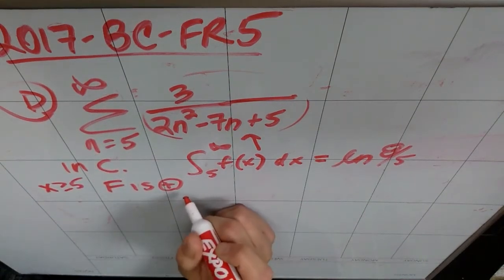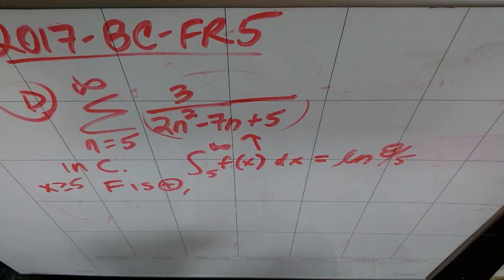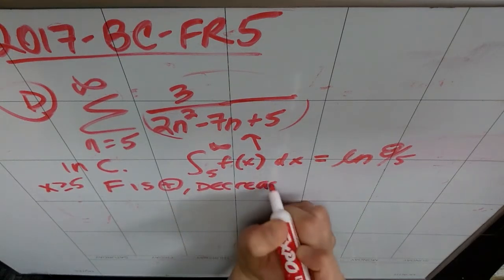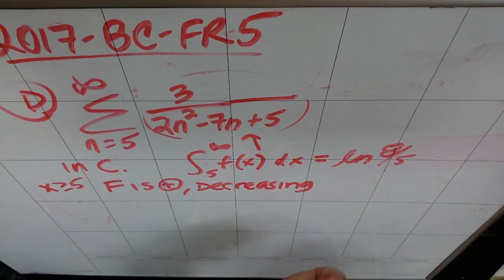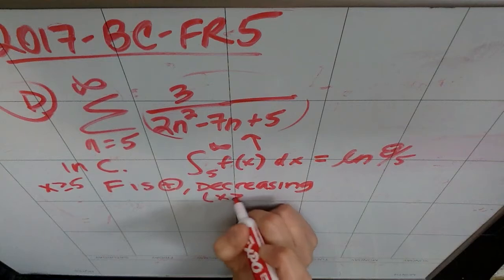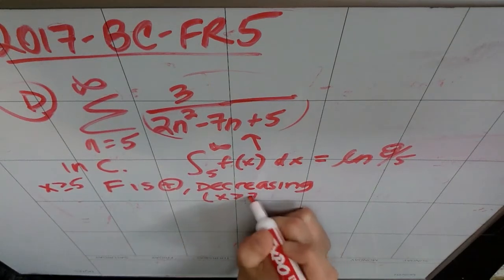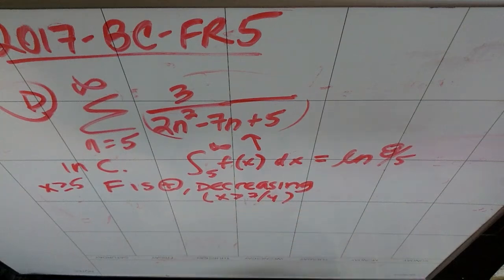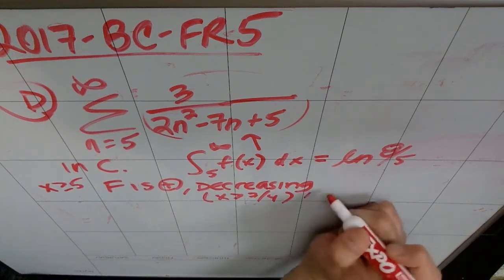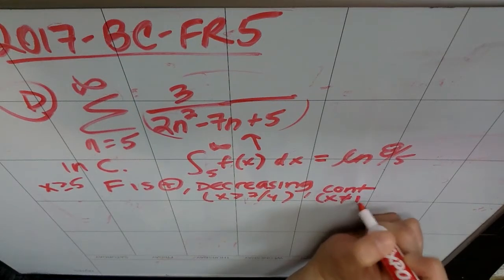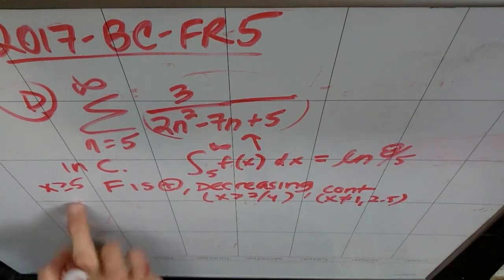F is positive, right? F is decreasing, which we saw in part B. We saw in B that it was decreasing, in fact, for x values after 7/4. That is a decreasing function. And it's also continuous because the only places it wasn't continuous were at 1 and 2.5. But again, we're talking for x greater than 5.